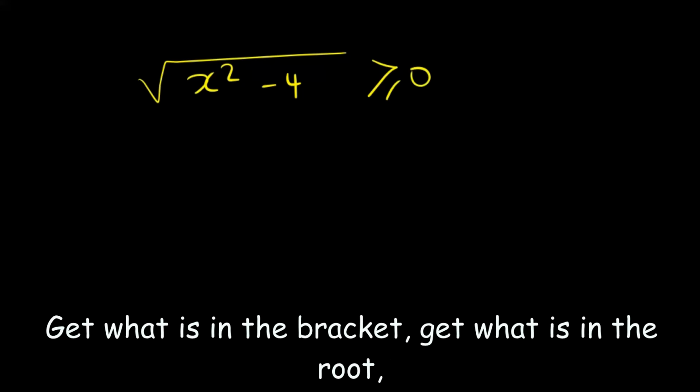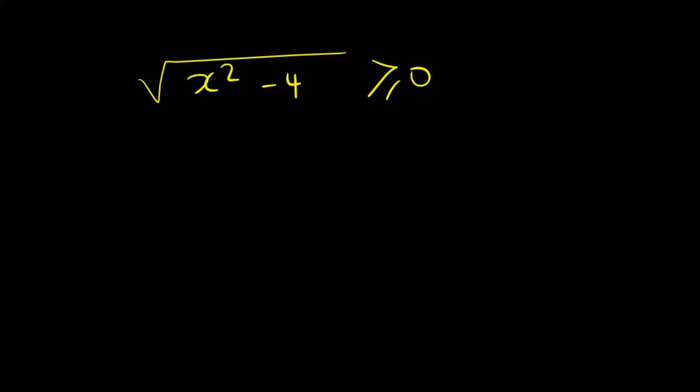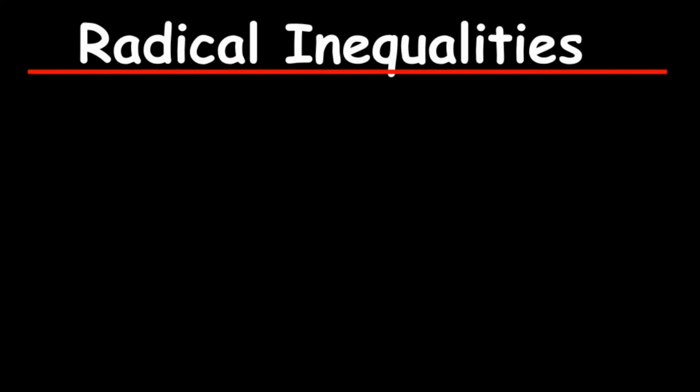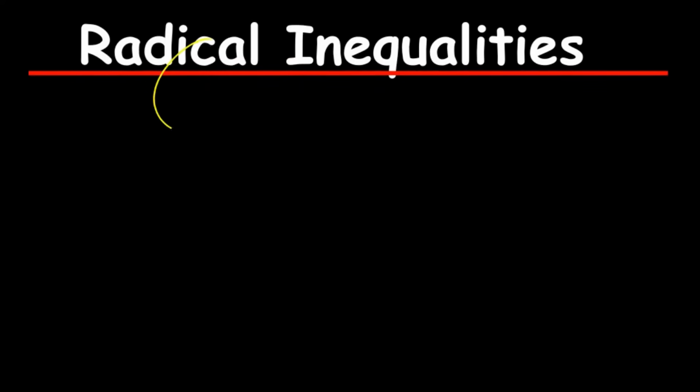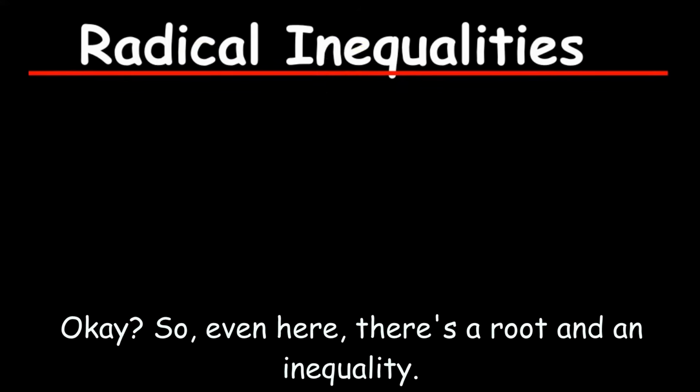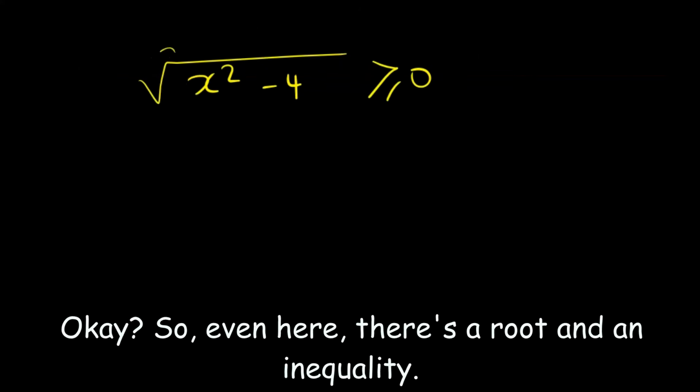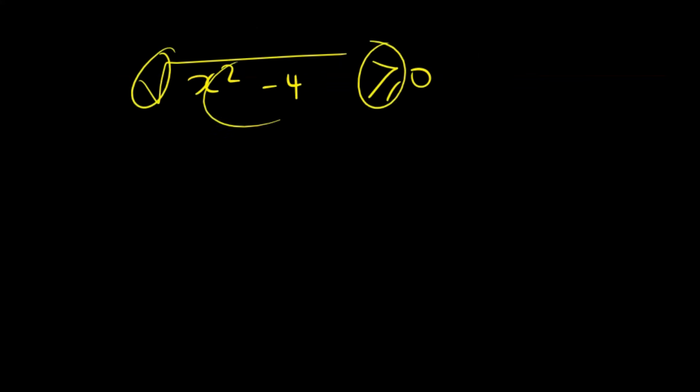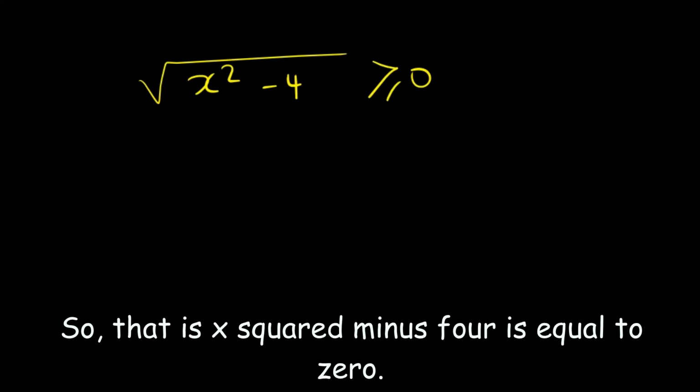Get what is in the root, and solve. So radical inequalities, I didn't mention, are a mixture of a radical or a root and an inequality. Okay, so even here there is a root and an inequality. So basically, get what is in the root and equate it to 0. So that is x squared minus 4 is equal to 0.